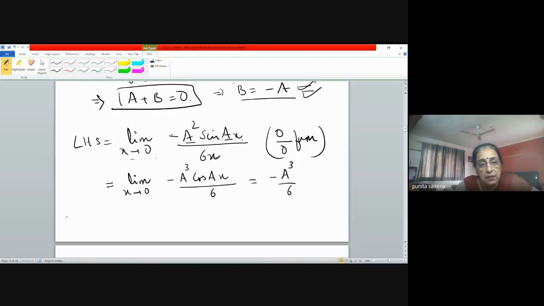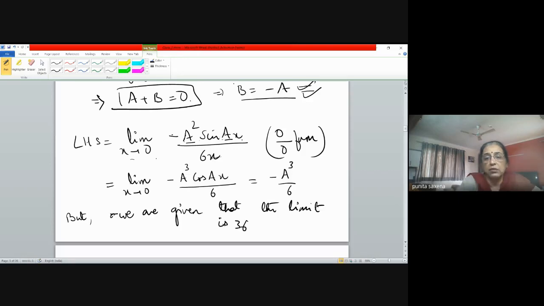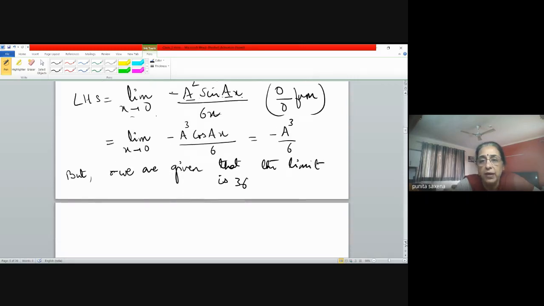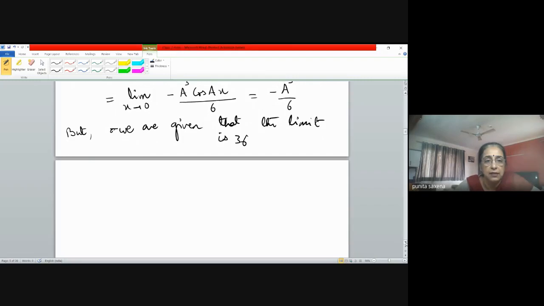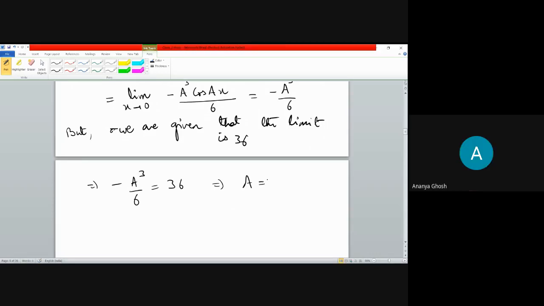Okay. But we are given that this limit not only exists, but the limit is also equal to 36. So that means, let me write, we are given that the limit is 36. So because the limit is 36, that means minus a cube by 6 must be equal to 36. So what do you conclude? How much is a? Minus 6.